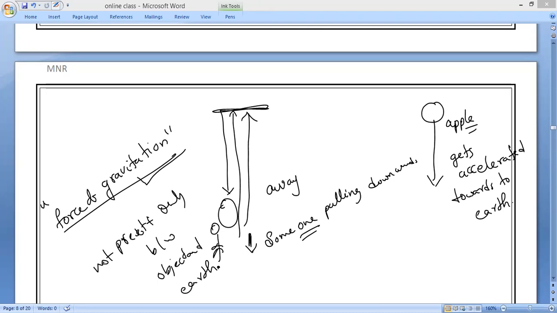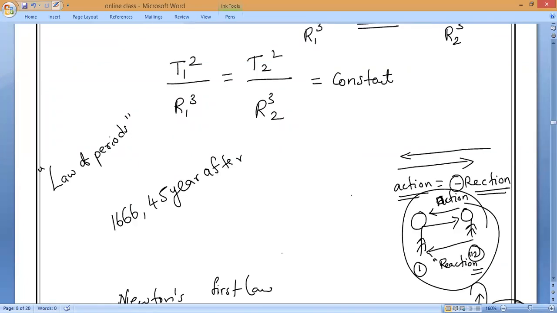And if we take two planets, what is the ratio? T1 squared by R1 cubed is equal to T2 squared by R2 cubed, which is equal to what? A constant. That is it for two planets. Please learn carefully.